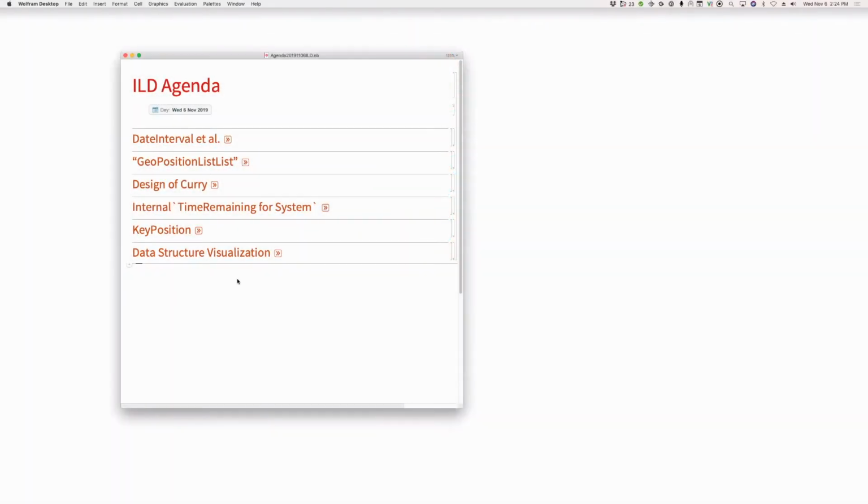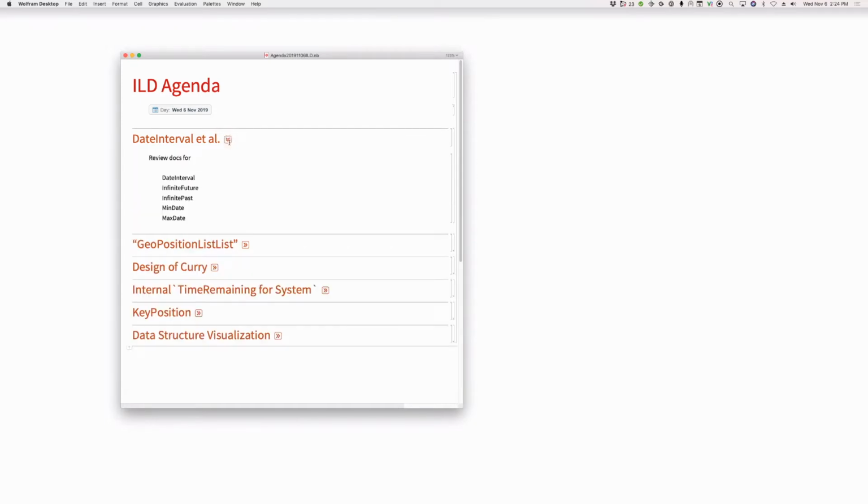Okay, for people joining the live stream, this is a meeting about incremental language development for Wolfram Language. We have a variety of topics here, starting with date interval.